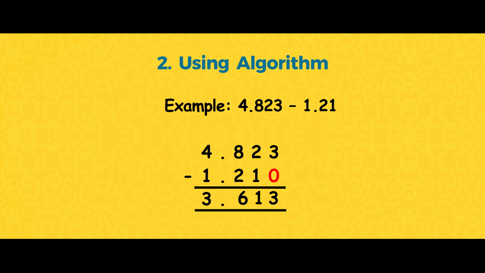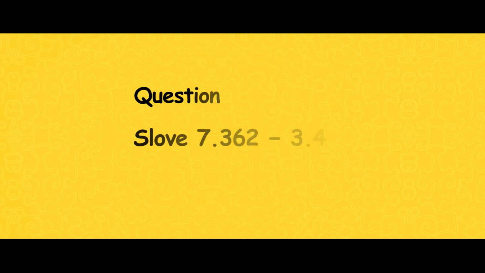Okay. Now again it's your turn. So do this question on your own. 7.362 take away 3.432. Now let's look at another, that is using number line.